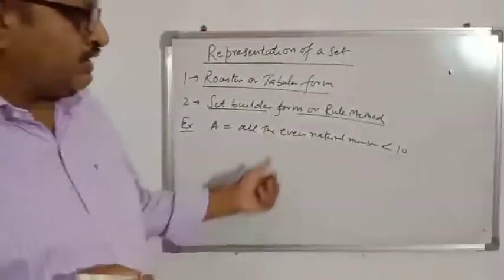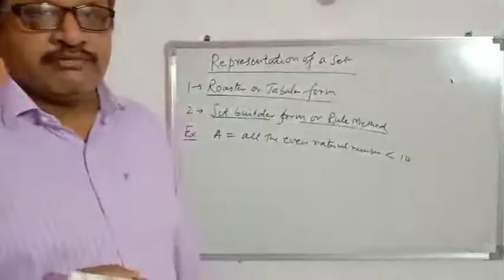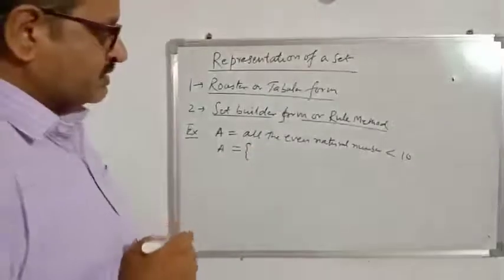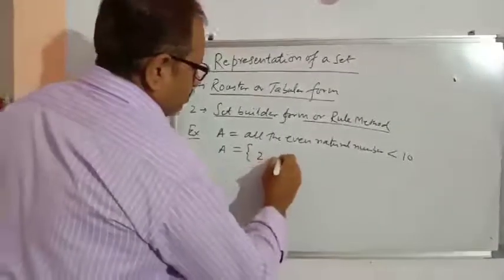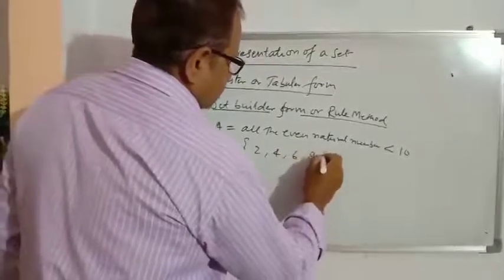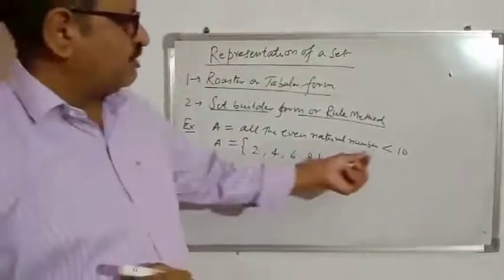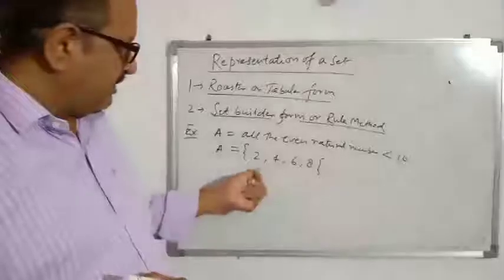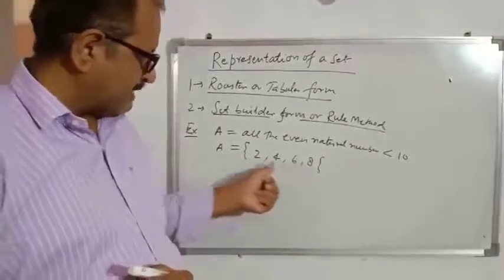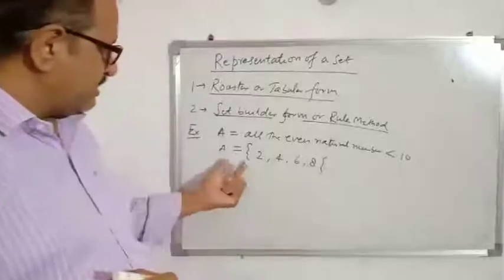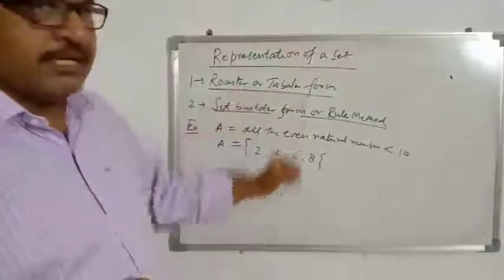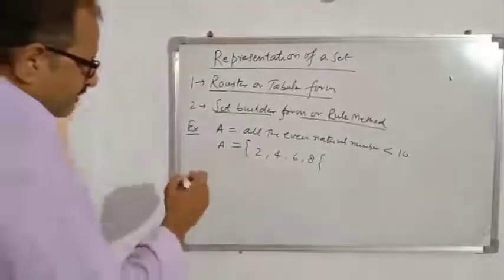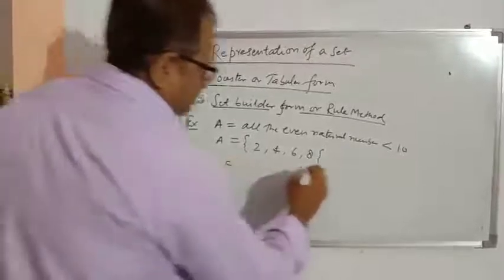So we know what the even natural numbers less than 10 are. We can write it: 2, 4, 6, 8. We have to write all those even natural numbers which are less than 10. There are 4 members. We have to write these members in the curly brackets separated by commas. So this method is roster form or tabular form. We can write the same example in the set builder form. So how we can write in the set builder form? This is the roster form.